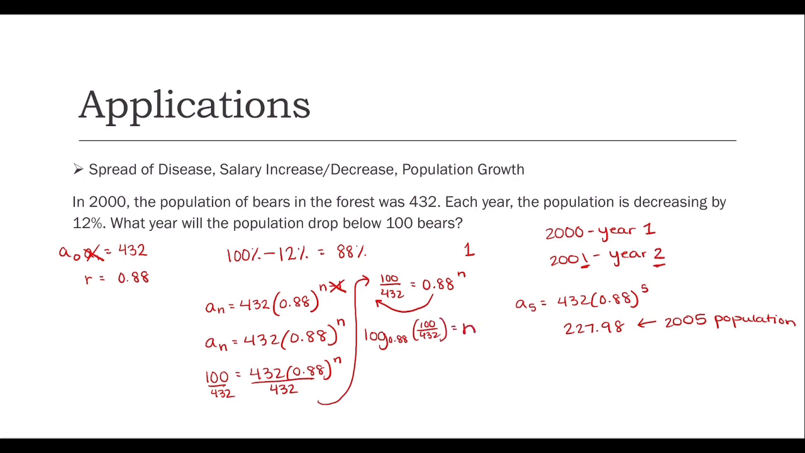So when we enter that into our calculator, we'll get that n equals 11.447. So that's how many years it's been since 2000. So our answer would be during the year 2011, our population will drop below 100 bears. So during 2011.